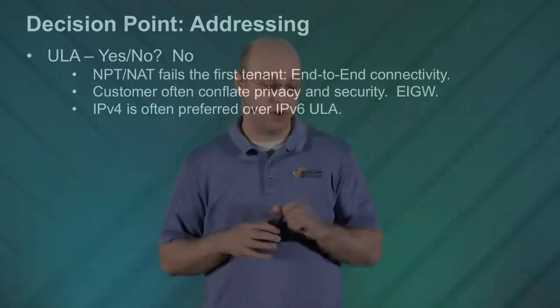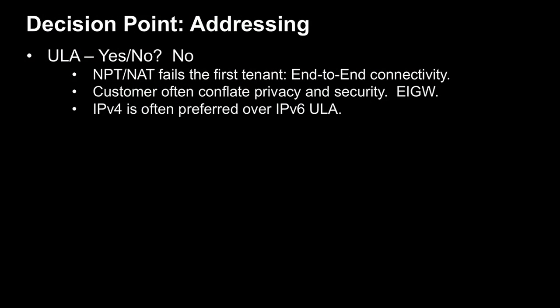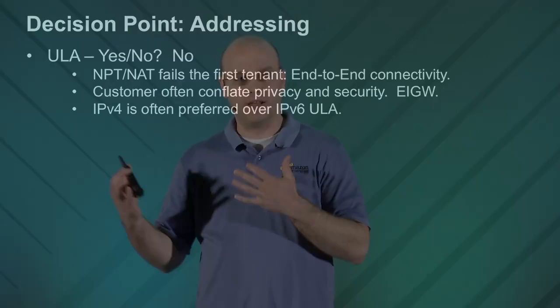So first point, addressing. Should we use unique local addresses? Well, our answer to that is no. We feel that NPT and NAT in general break this end-to-end connectivity tenet, so we don't provide ULA capability. Now, I mentioned earlier the notion of private subnets, and customers take solace in having a set of systems that can communicate to the internet, but things on the internet can't communicate back to them, right? One-way doors for traffic initiation.